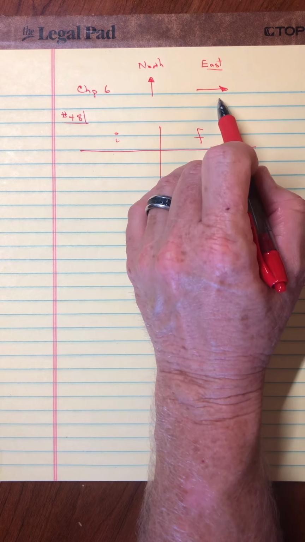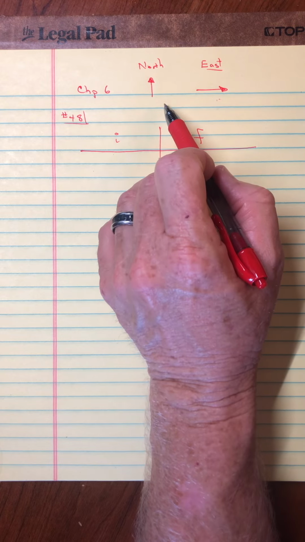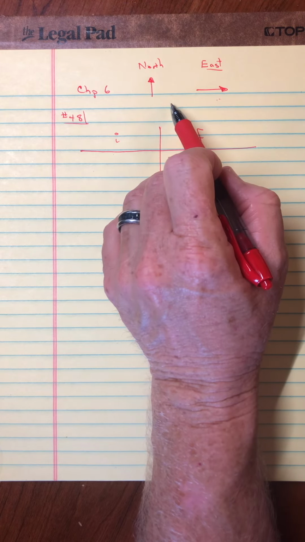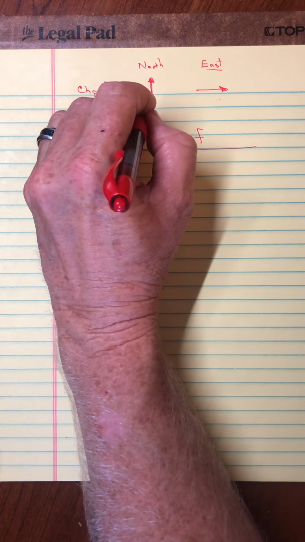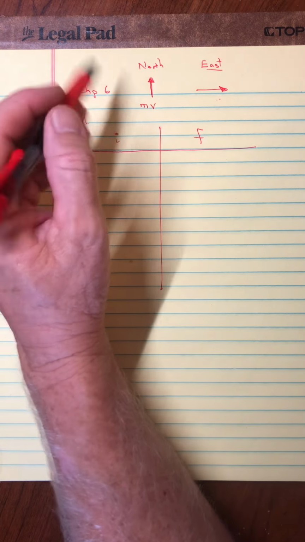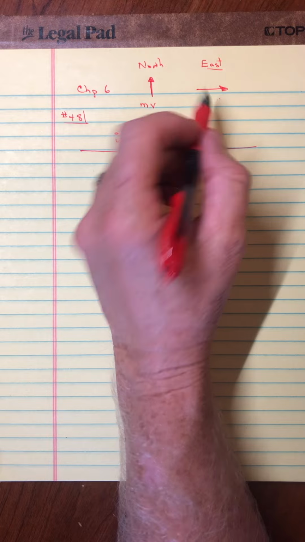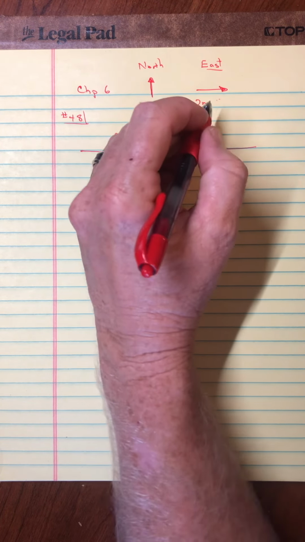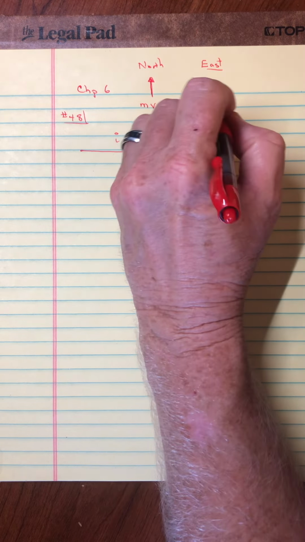If the eastbound object has twice the mass as the northbound one and is initially moving half as fast as the north one. Okay, so let me put some symbols here. So if I say the north one has a mass of m and a speed of v, we'll call this the north one, mv. Then over here, it says if the eastbound object has twice the mass, so 2m, and is initially moving half as fast, so 1/2 v.